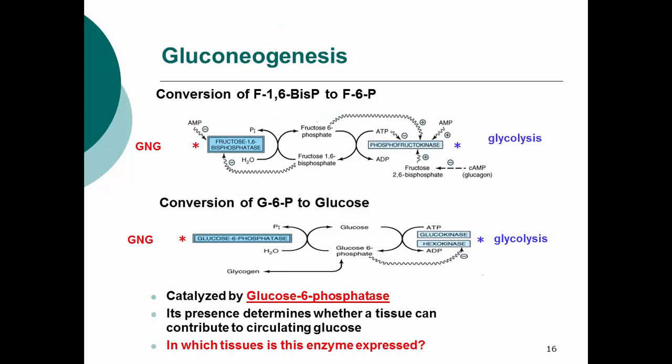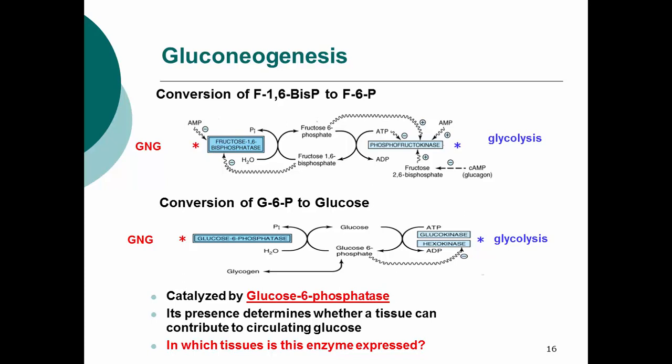Okay, so some details on the last two steps. The conversion of fructose 1,6-bisphosphate to fructose 6-phosphate, in this direction, is catalyzed by fructose 1,6-bisphosphatase, and this is again one of the key reactions in gluconeogenesis.